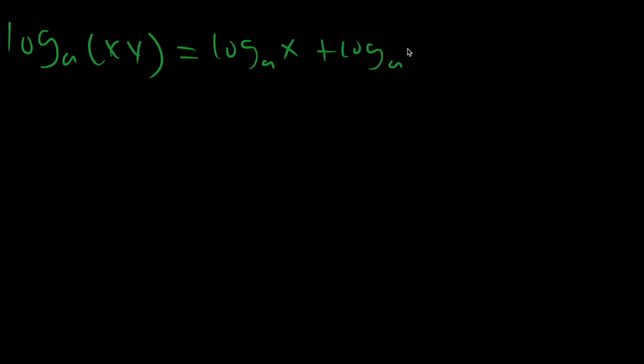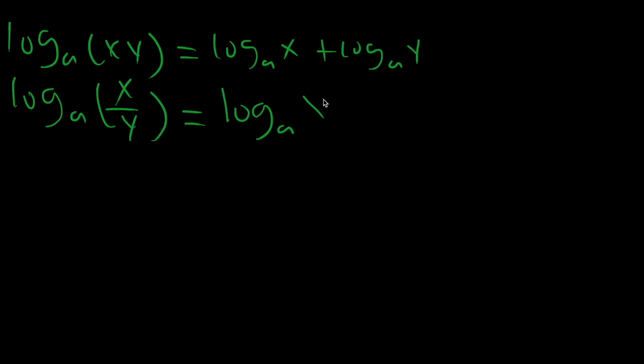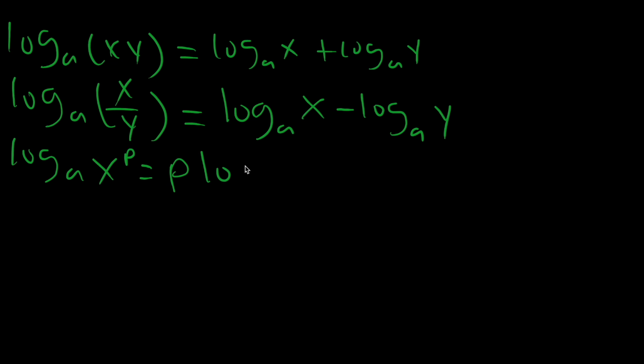The first one is the following. Log base a of xy is going to be equal to log base a of x plus log base a of y. Log base a of x over y is going to be equal to log base a of x minus log base a of y. Log base a of x to the power of p is going to be equal to p times log base a of x.